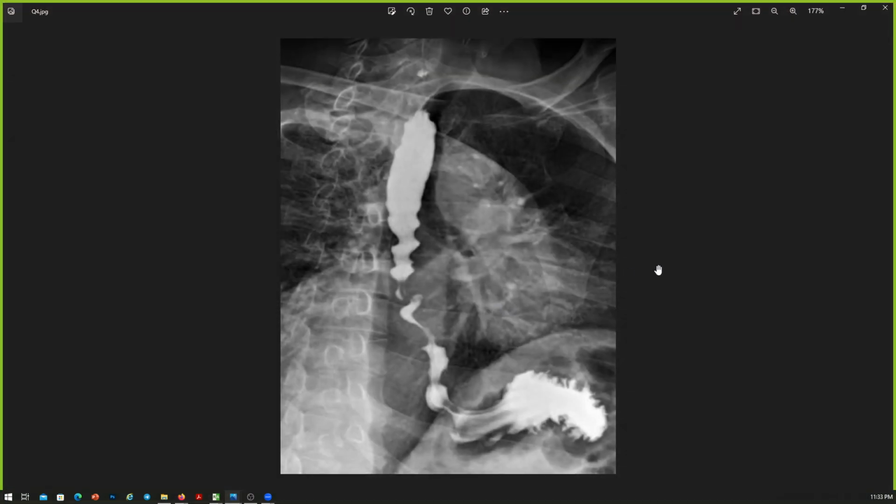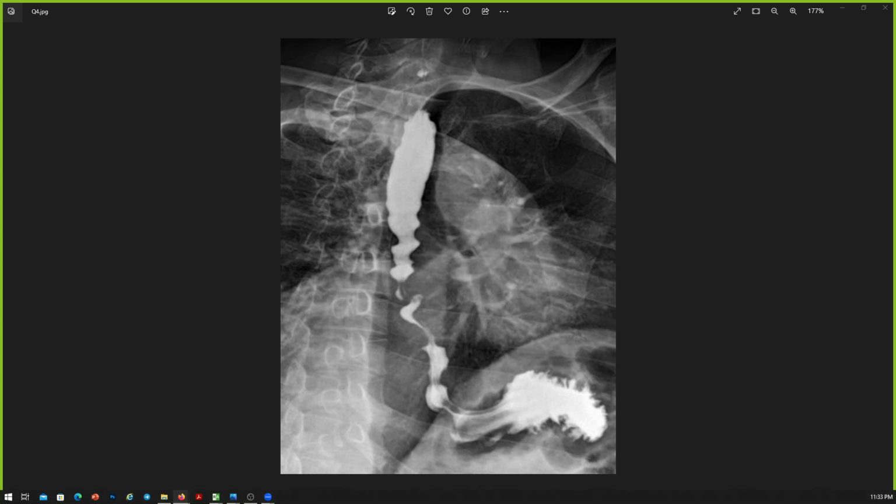Have a look at this case, please. Okay, this is the contrast swallow for a patient, frontal view, showing contrast in the esophagus and starting to fill the stomach. I can appreciate evidence of proximal wide distension of the thoracic esophagus with multiple indentations seen at the distal thoracic esophagus down to the gastroesophageal junction.